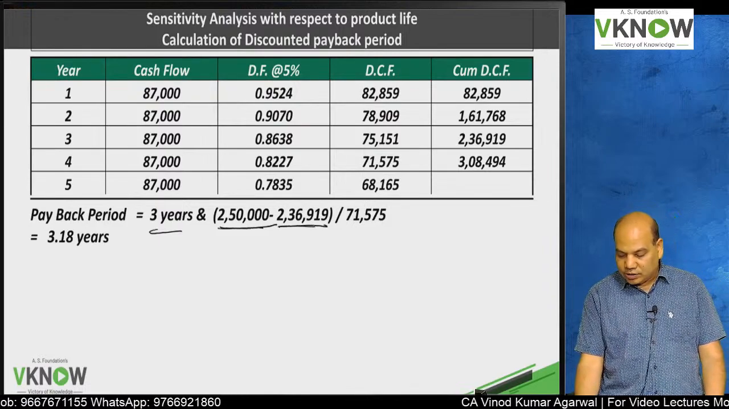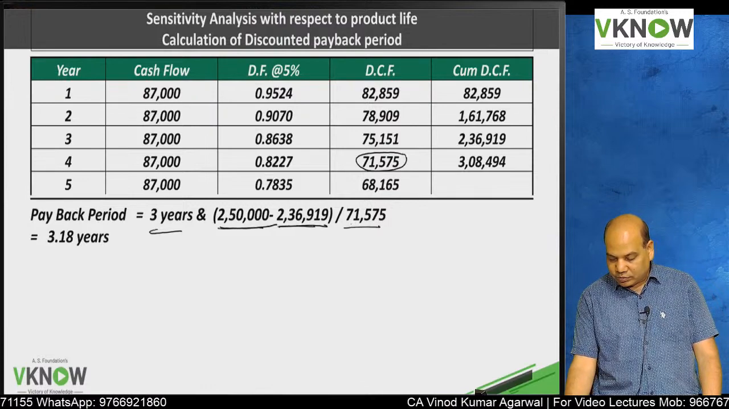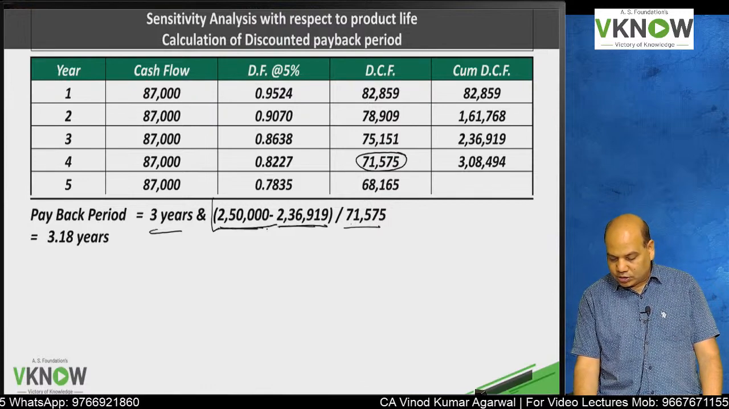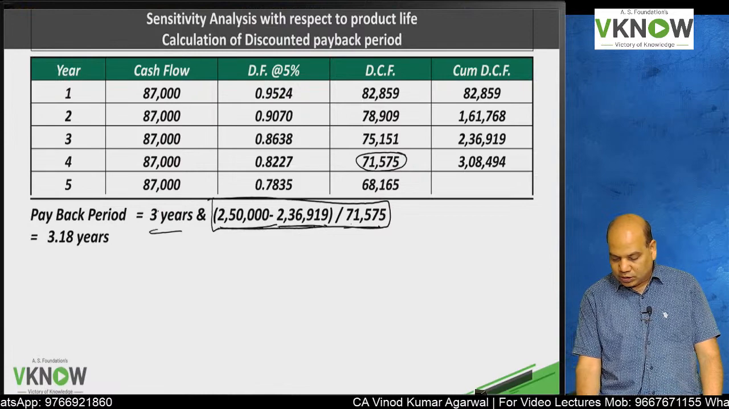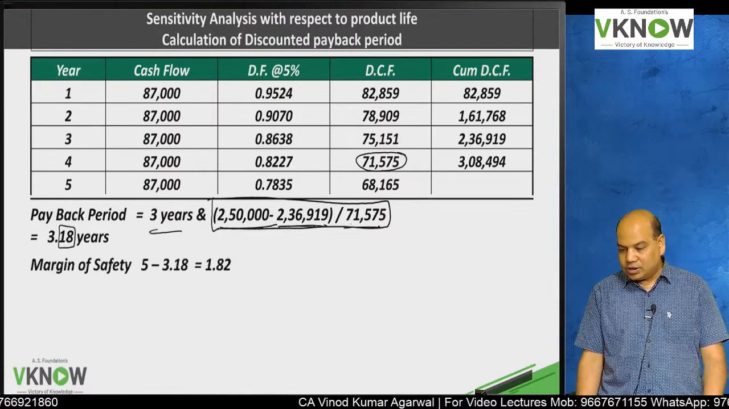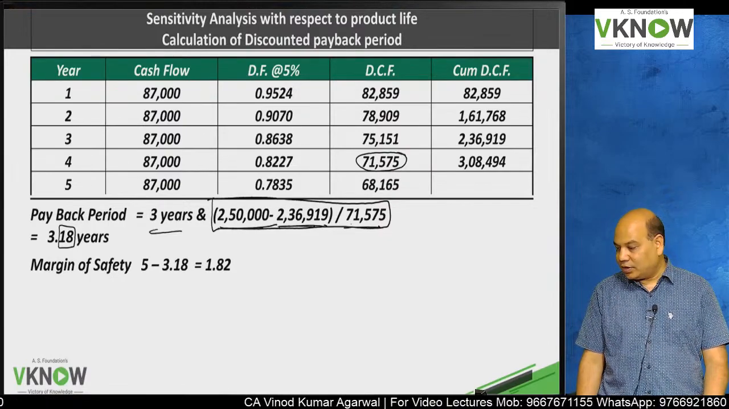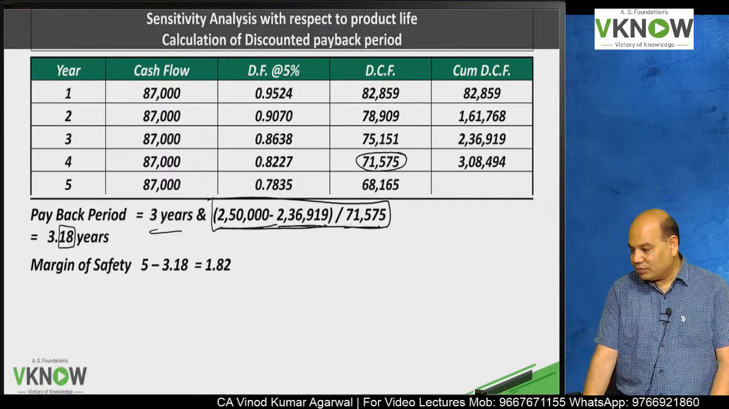minus 236,919 divided by this number. So this calculation will give you 0.18. Please check and confirm. Is it 3.18? Yes, 3.18 is right. Very good, Divya. Very good, Sajid.